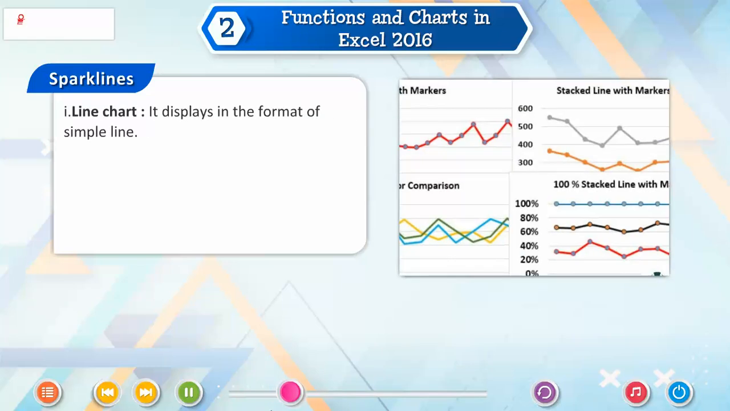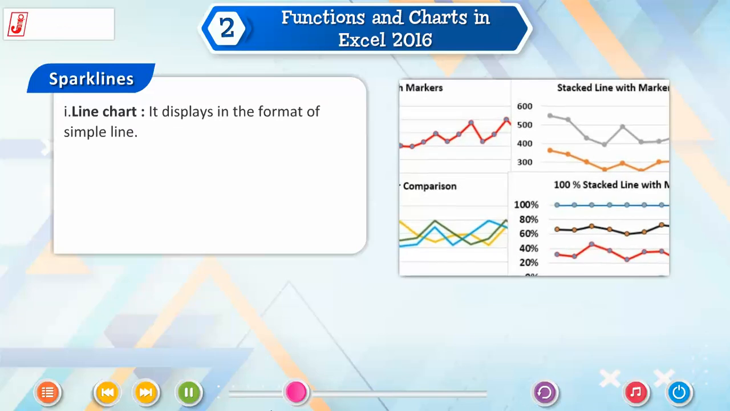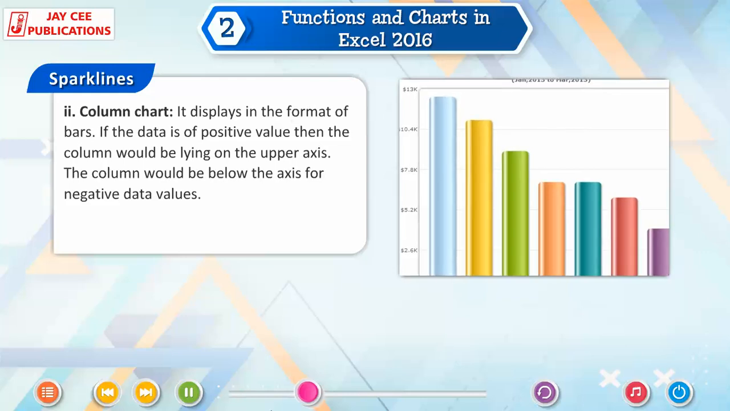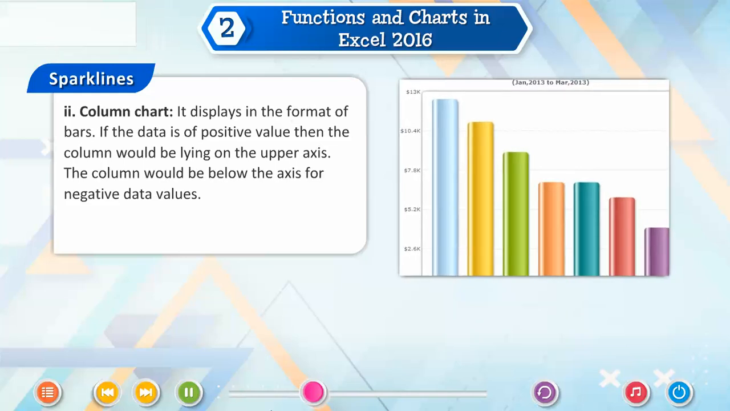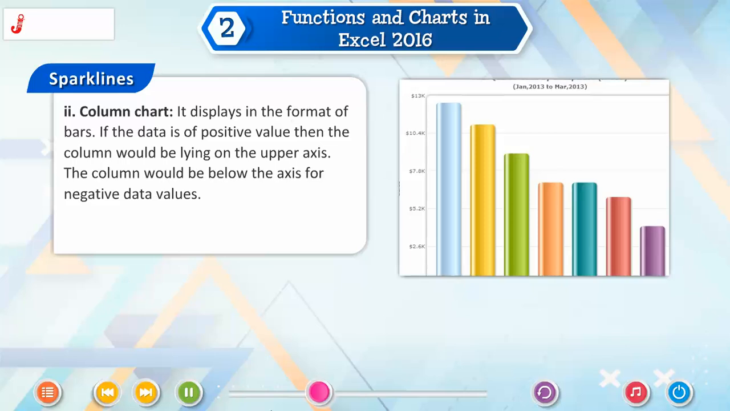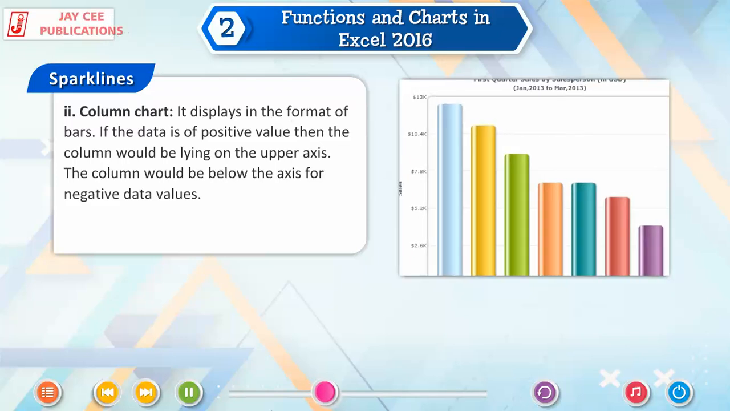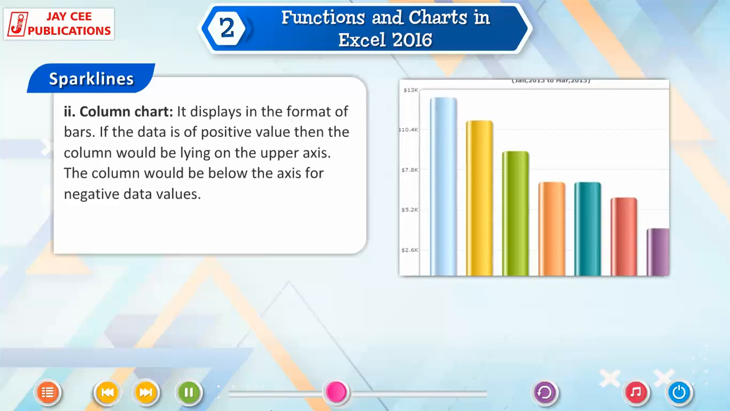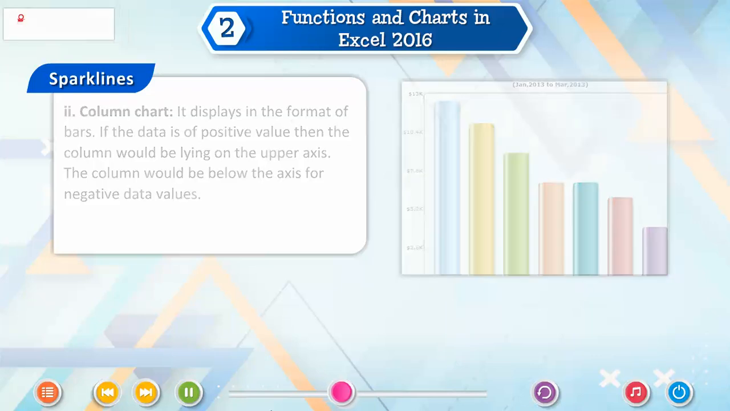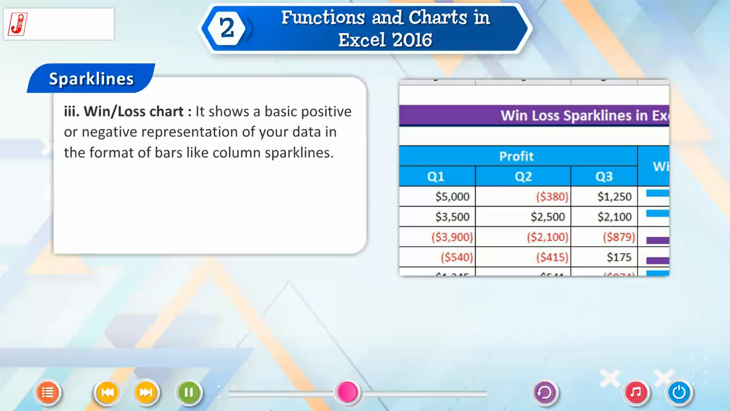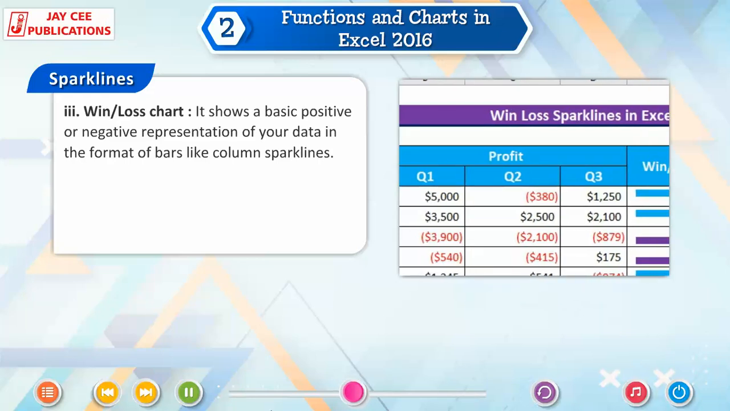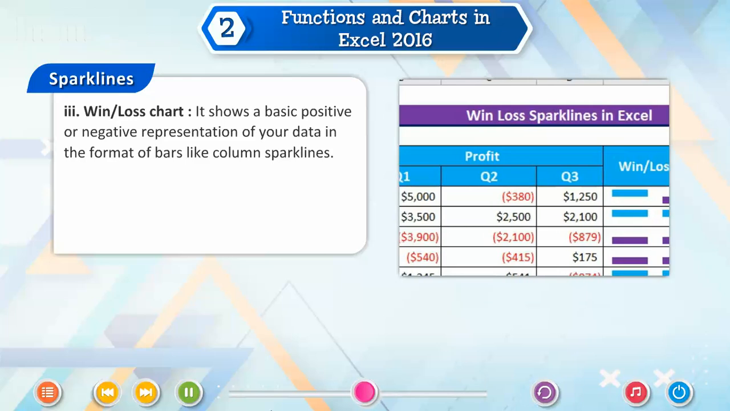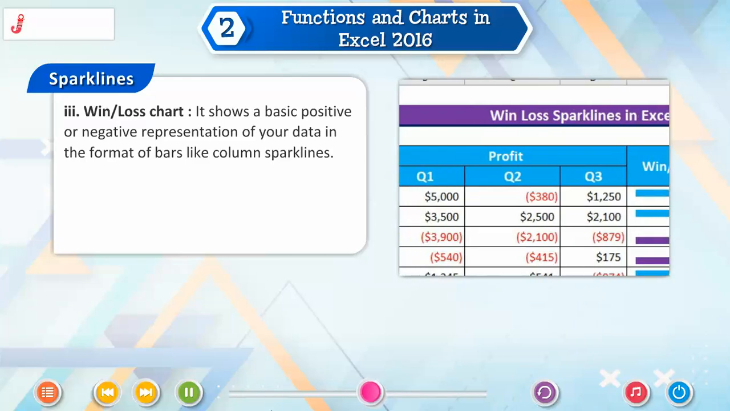First, line chart. It displays in the format of simple line. Second, column chart. It displays in the format of bars. If the data is of positive value, then the column would be lying on the upper axis. The column would be below the axis for negative data values. Third, win or loss chart. It shows a basic positive or negative representation of your data in the format of bars like column spark lines.